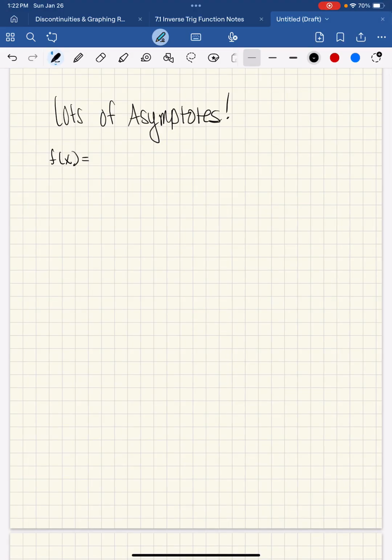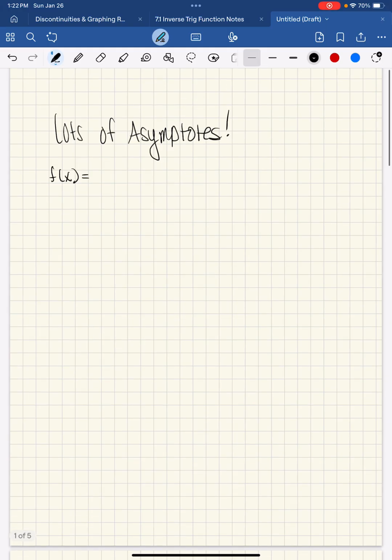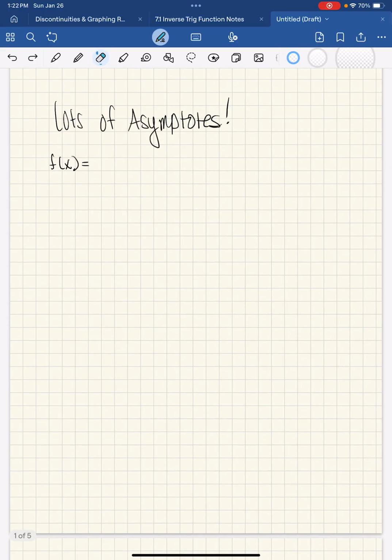So we've been doing all of the things, the horizontal asymptote, the end behavior, intercepts, etc. And now we're going to take it up a notch. We're going to start with something like, we do not need the parentheses. Here we go. X squared plus x minus 12 over x squared minus 4.